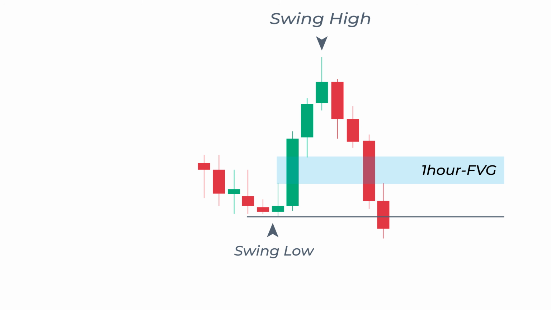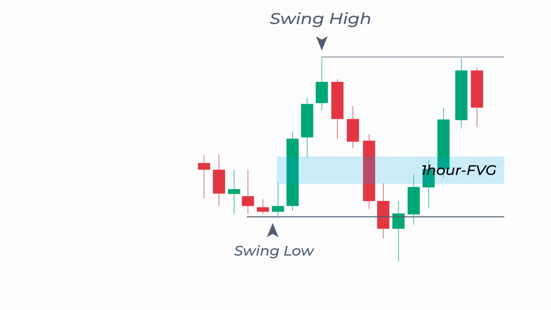Price suddenly pulls back higher. It moves straight through the 1 hour FVG that was just invalidated, and continues toward the original swing high. So why did the market behave like that?